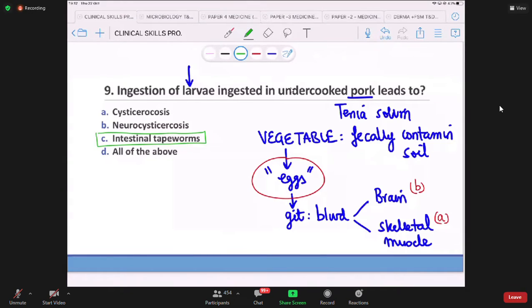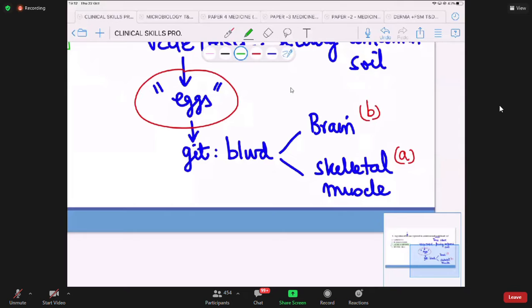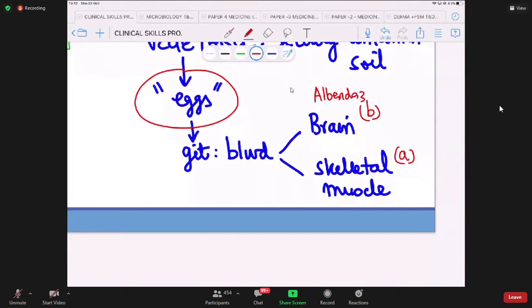If it is going to be only larvae getting ingested, in those circumstances, it's exclusively going to cause development of intestinal tapeworms. Yes, guys, treatment for cysticercosis would be what? For neurocysticercosis, we give albendazole. For the seizure component, we will be giving carbamazepine. For patients who have neurocysticercosis, we give steroids. Why do we give steroids? Cerebral edema, because there's swelling around where the worms are present.